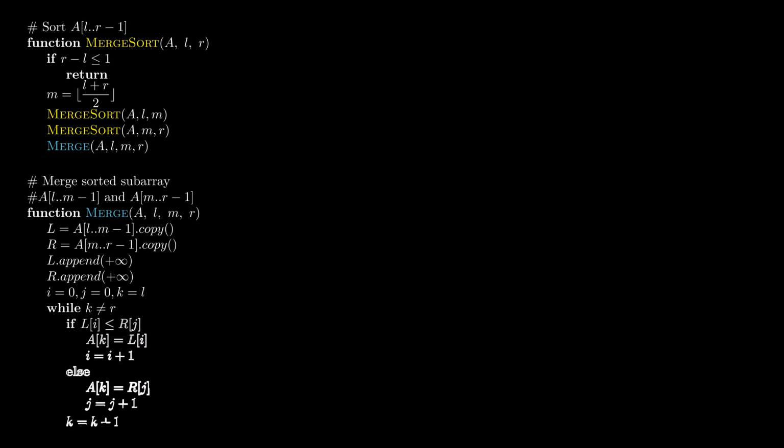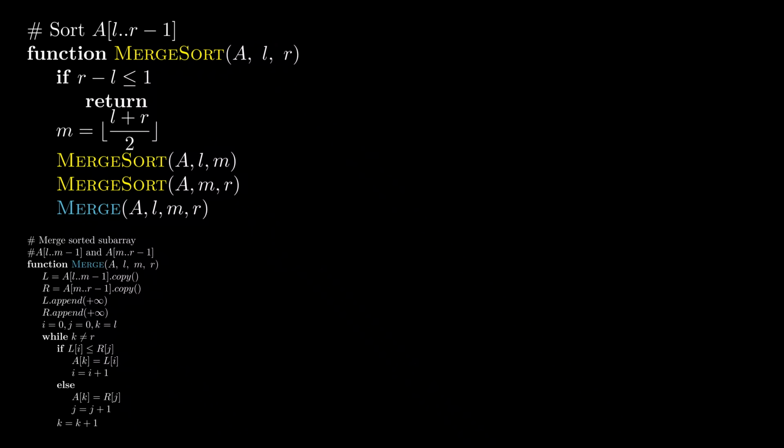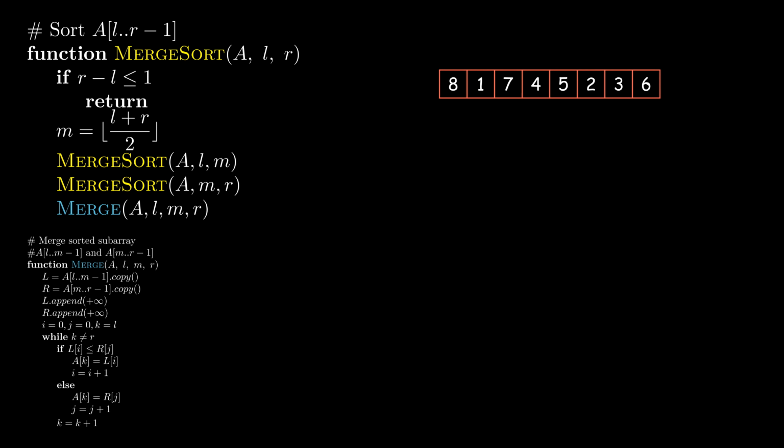Now, let's take a look at the pseudocode of merge sort. First, we design the function merge sort, which sorts the elements in array A in the left closed right open interval between L and R. At the beginning of the function, we first check whether the number of elements to be sorted is smaller than 1, which means R minus L is less than or equal to 1. If it is, then the function can return without sorting anything.